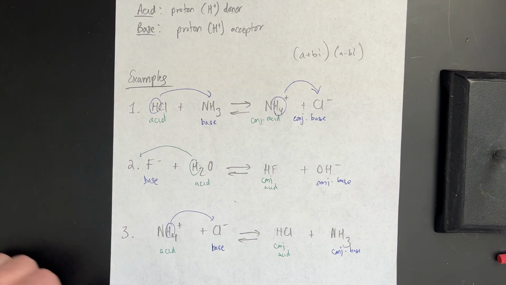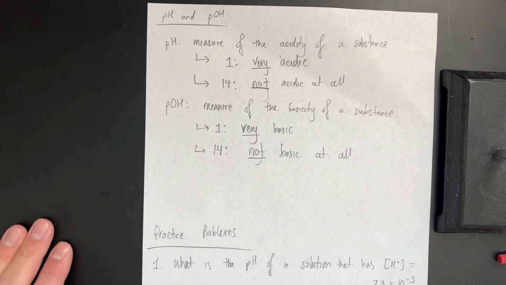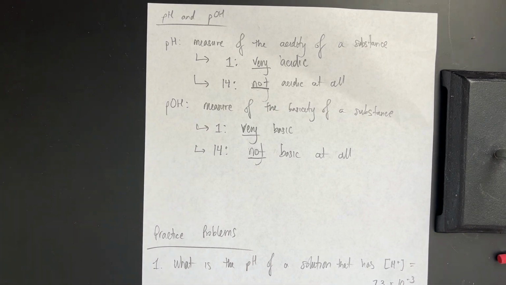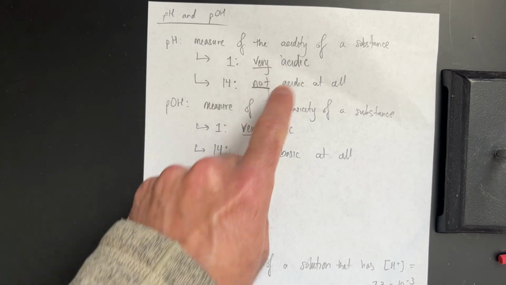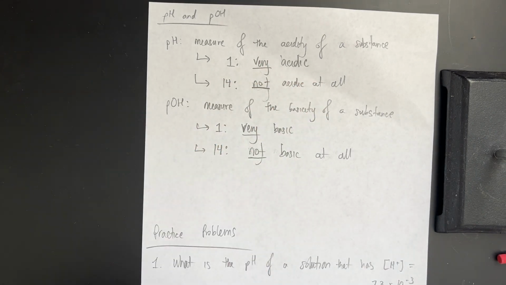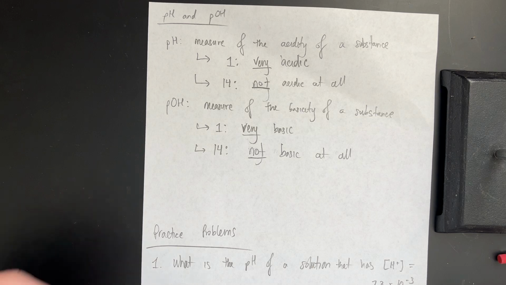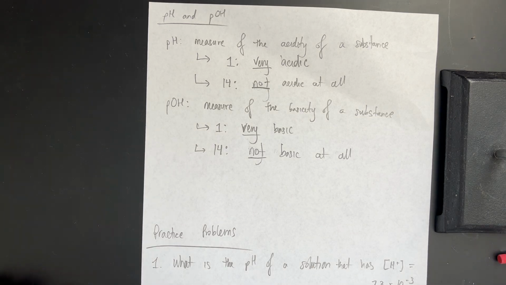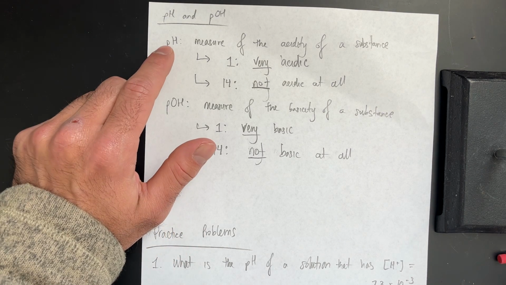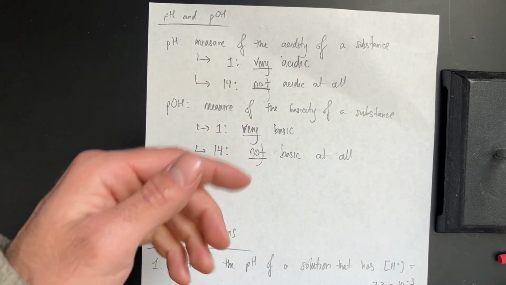Last thing I want to go over with you guys is pH and pOH. And so pH is a measure of the acidity of a substance. You probably have learned about it at least a little bit in middle school, if not in biology, where you use litmus paper, right? And so pH measures acidity, with a 1 being very acidic and 14 being not acidic at all. And so it's on a 1 to 14 scale, kind of the same way that GPA is on a 0 to 4 scale, right? 0 is bad and 4 is great, perfect. Here it's a 1 to 14 scale, with 1 being the lowest.